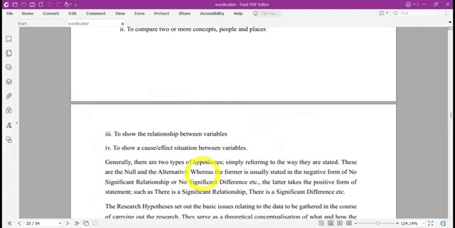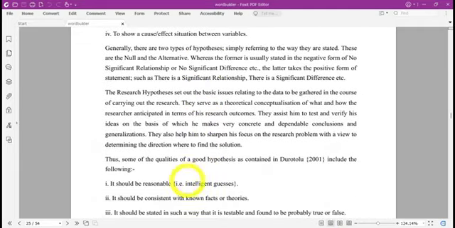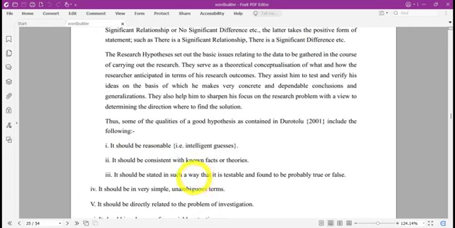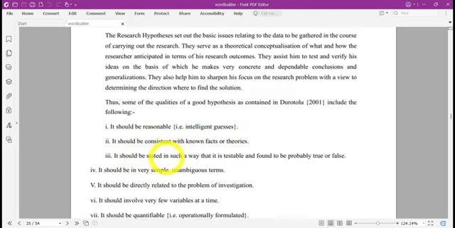So these are the qualities of a good hypothesis. Let's take it again. It should be reasonable and an intelligent guess. It should be consistent with known facts or theories. Third, it should be stated in such a way that it is testable, because we're going to run tests on it. It's something that is testable and found to be either true or false. It should be in very simple, unambiguous terms.